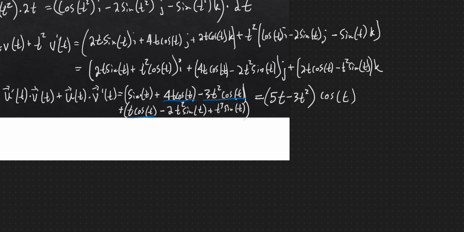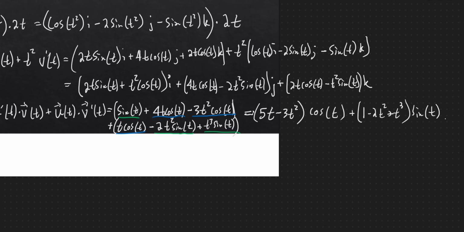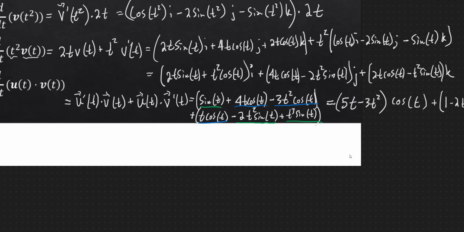And now I'll do the sines. So I have 1 sine of t minus 2t squared sine of t and t cubed sine of t. So that's going to give me 1 minus 2t squared plus t cubed, and that's all times sine of t. And there is my dot product of these two, or the derivative, rather, of the dot product of these two vectors is this guy.